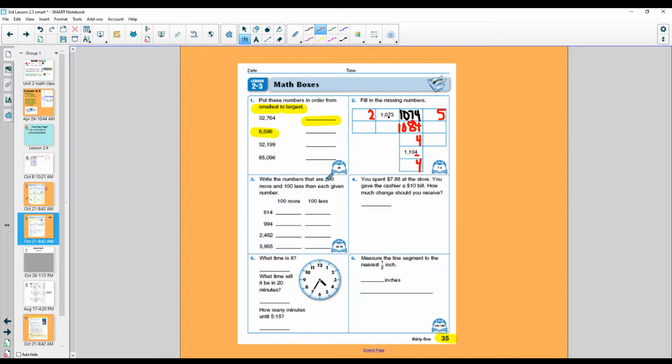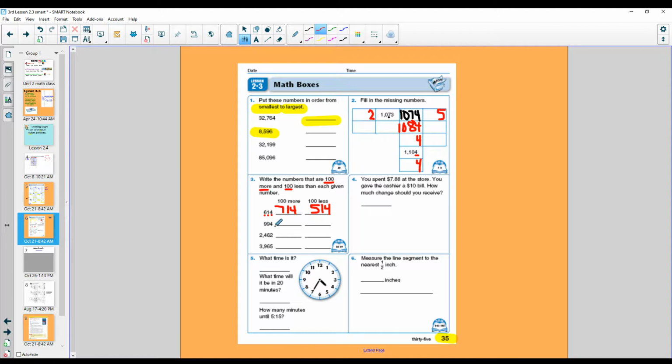Number 3, write the numbers that are 100 more and 100 less than this number. Okay, so right here, this is the ones, tens, hundreds place. So 100 more, this one is going to change from a 6 to a 7, so it would be 714. Okay, now I go back to this number. I'm looking at the hundreds place, it's going to be 100 less. Well, I know that 1 less than 6 is 5. So this is going to be 514.